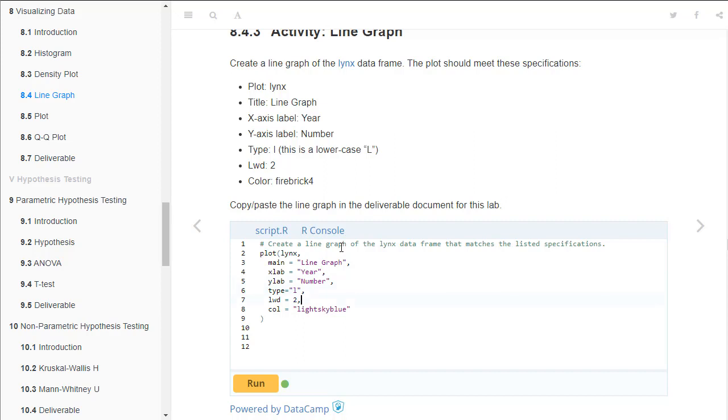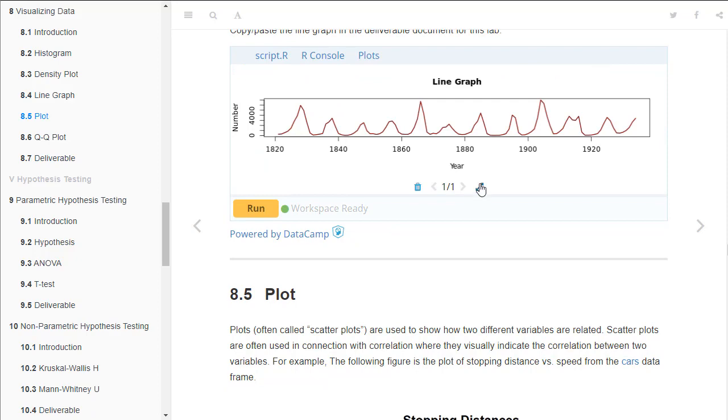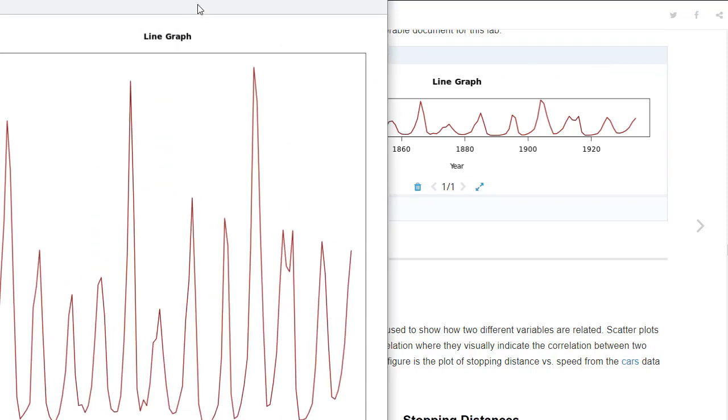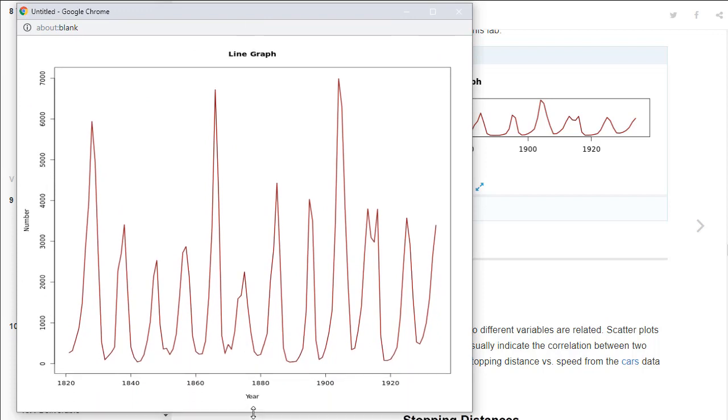This is an L, width of 2, and the color for this line will be firebrick 4. Let's run this. And that's what your graph should look like. This shows the number of lynx cats that were trapped over a long period of time there.